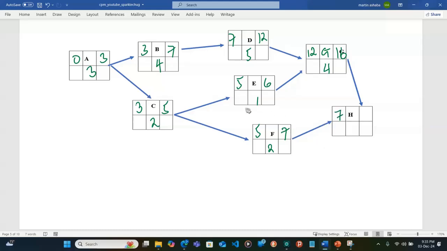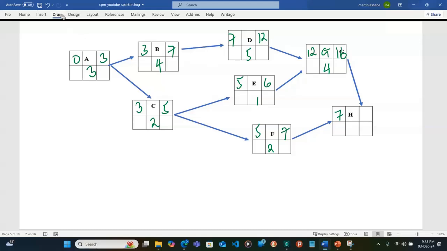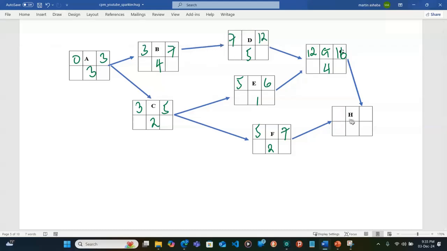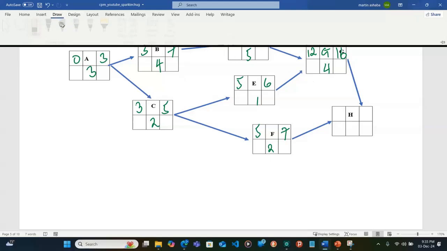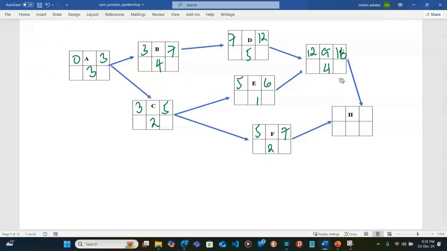You see that this H depends on F and G, and therefore the earliest time at which this is going to start is 16. That's when G has ended. So how many days does H require? This is 3, and therefore this is 19.